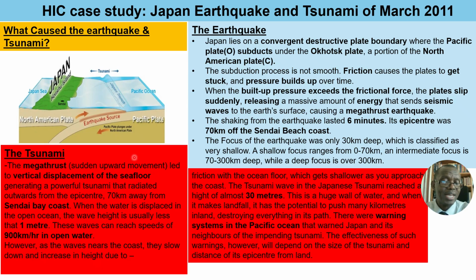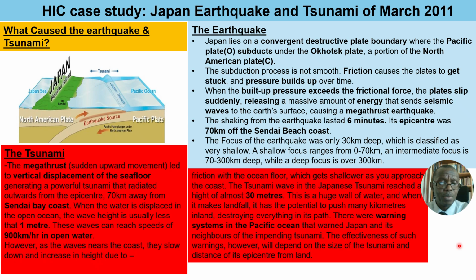So the epicenter was the sea floor, 70 kilometers off the Sendai Beach coast. And when the sea floor was displaced, it generated a powerful tsunami that radiated outwards from that epicenter, 70 kilometers away, and the tsunami started moving towards land.